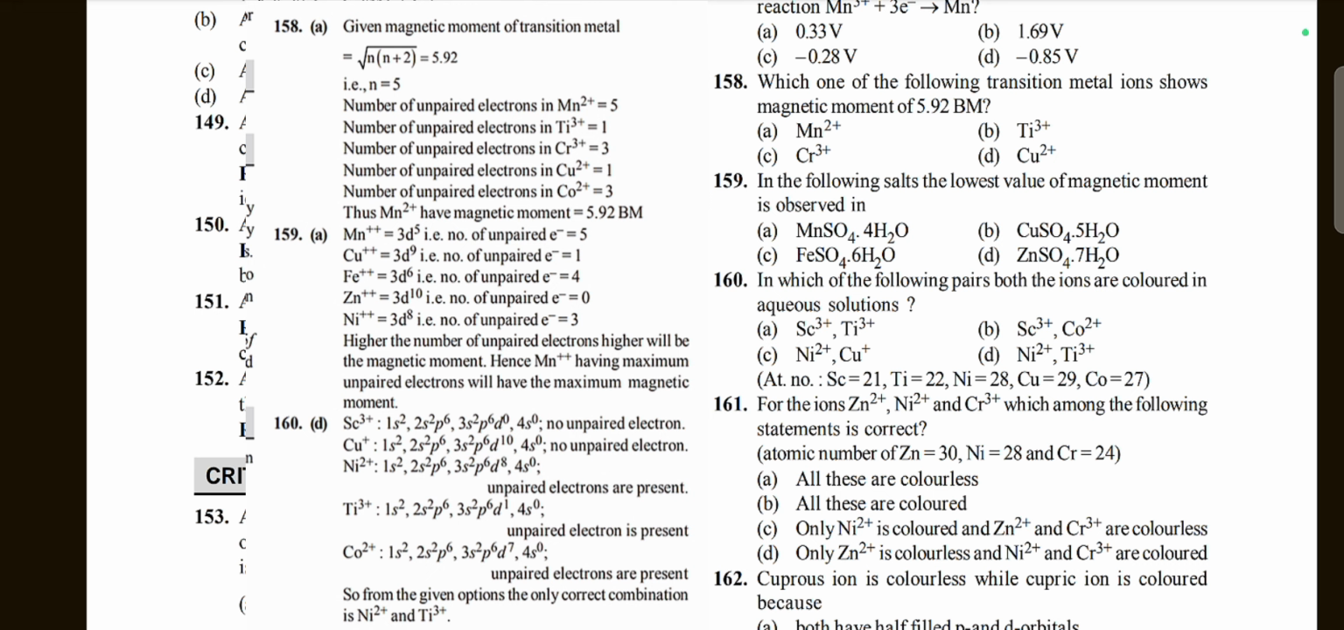In which of the following pairs are both the ions colored in aqueous solution? In option D, Ni2+ and Ti3+, because both of these have unpaired electrons. In Ti3+ there is one unpaired electron, and in Ni2+ two unpaired electrons are present. So option D will be the answer.